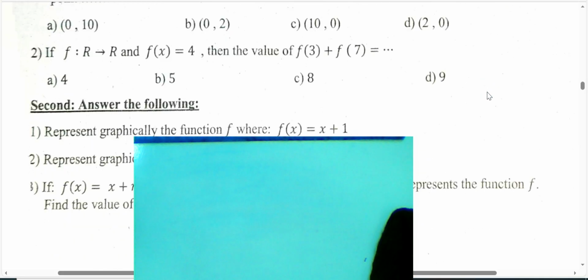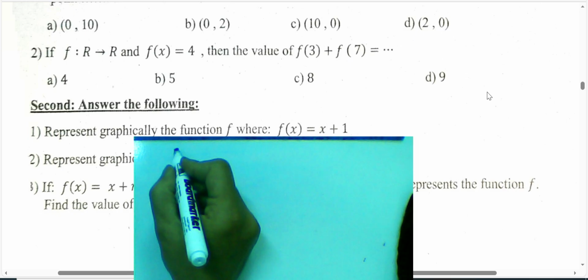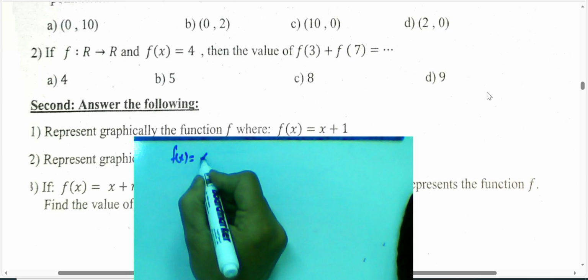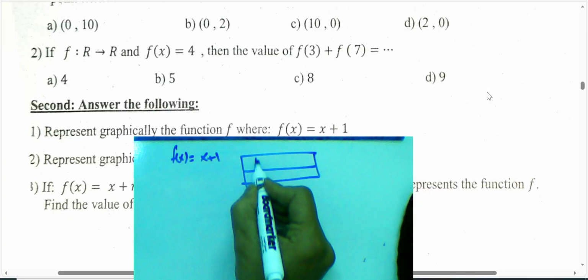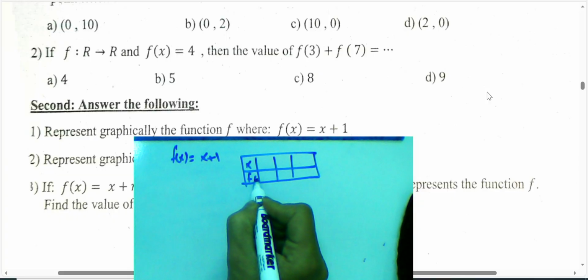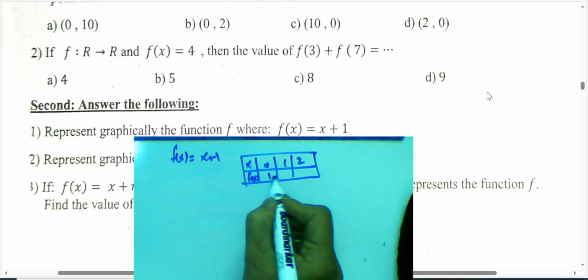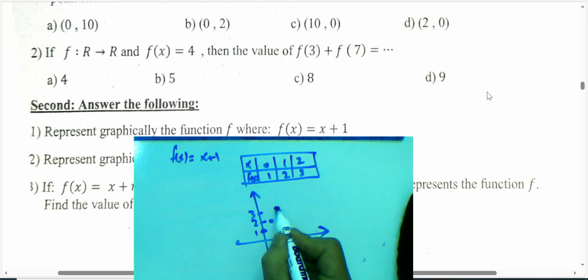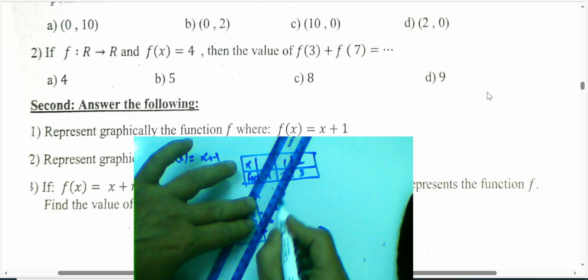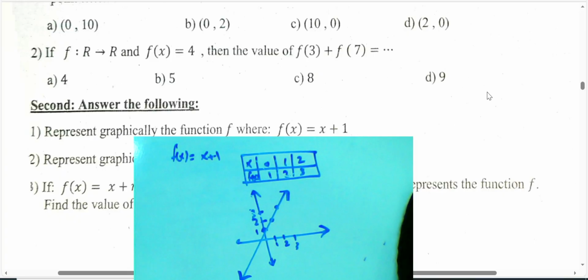Second, represents the function f of x equal x plus 1. You can graph it like this: draw brackets, our table, write x and f of x. Write 0, 1, 2: 0 plus 1 is 1, 1 plus 1 equals 2, 2 plus 1 is 3. Then draw 1, 2, 3, and here 1, 2, 3: 0 with 1, 1 with 2, 2 with 3, and then draw with a ruler a straight line passing through the 3 points like this.